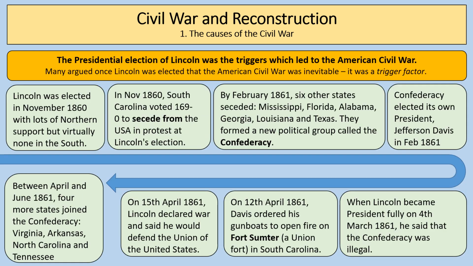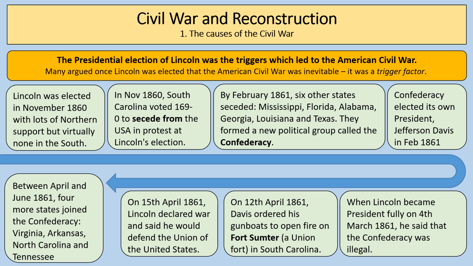Now, the trigger of the American Civil War is the election of Abraham Lincoln as president in November 1860. Lincoln was elected with lots of northern support, but virtually none in the South. And this directly led to South Carolina voting 169-0 to secede, which means to break away from the USA, in protest at Lincoln's election. This is because the South didn't feel represented by Abraham Lincoln, and they were concerned that Lincoln, being from the Republican Party, an anti-slavery party, would want to get rid of slavery.